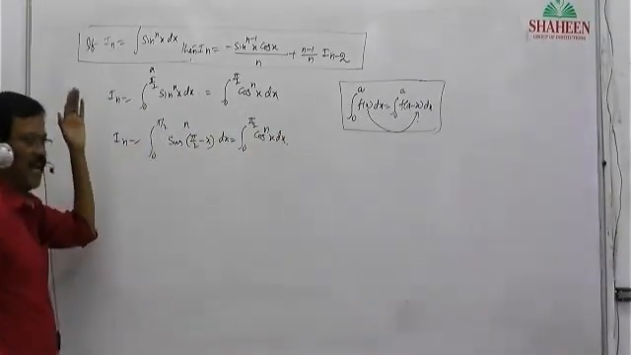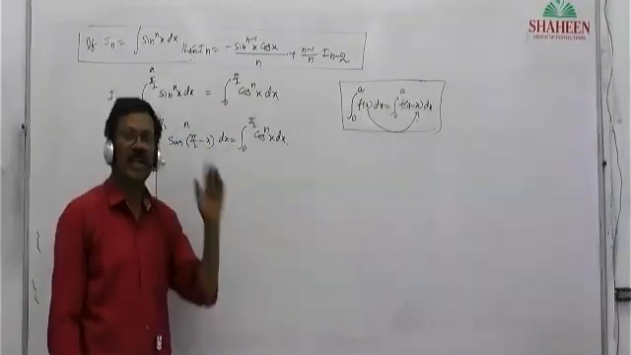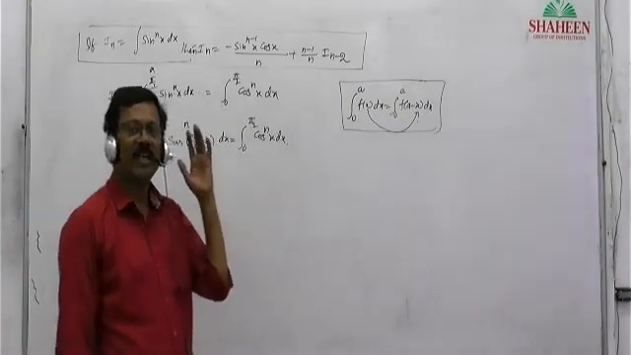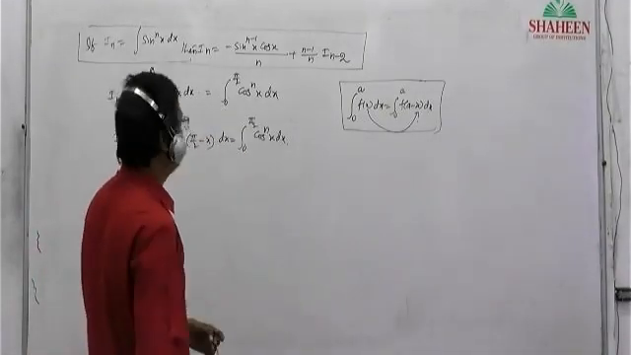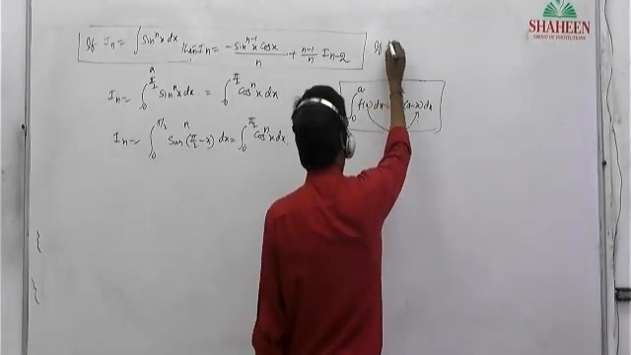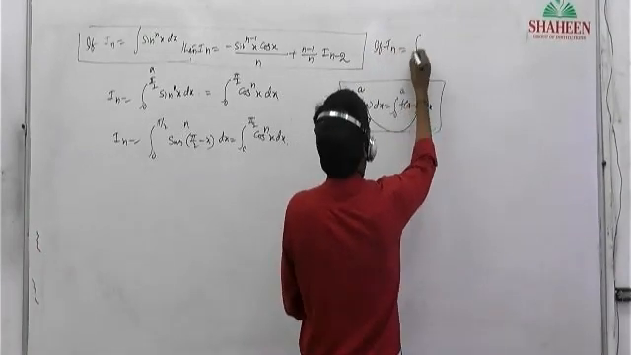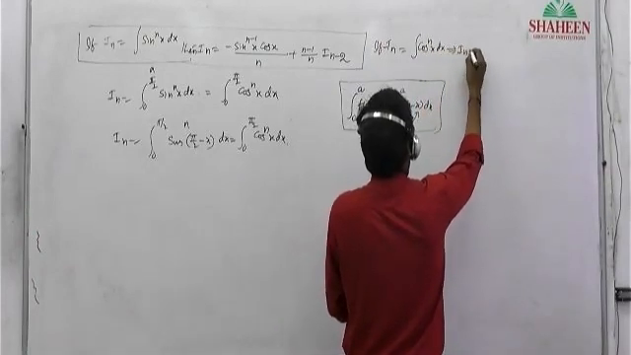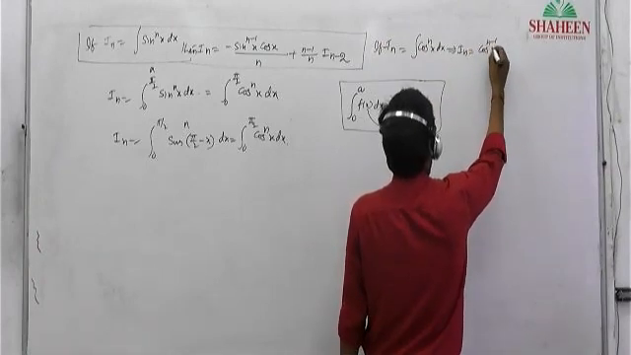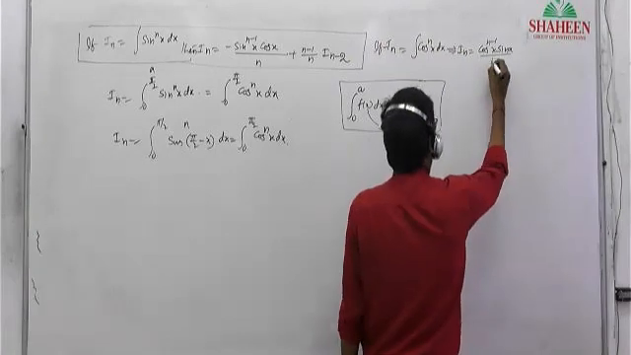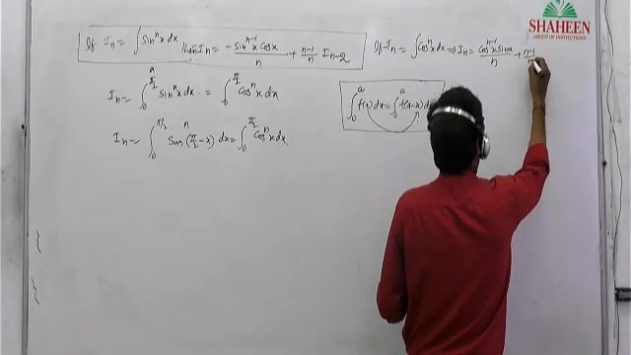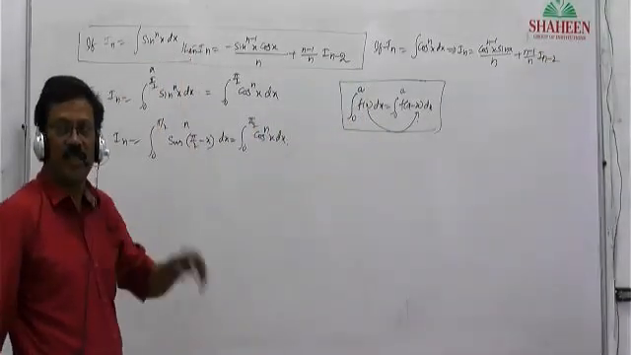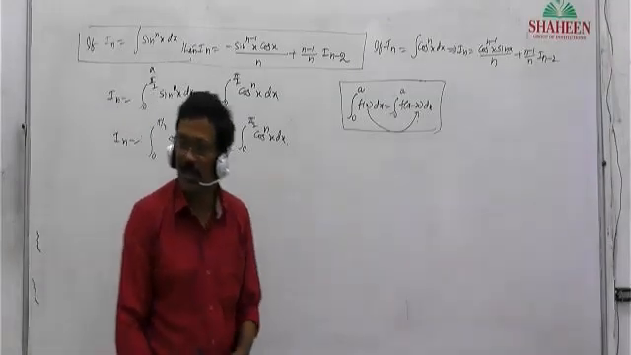See that sin^n reduction and cos^n reduction are both the same in the definite integrals, whereas in the indefinite integral they are not the same. In the indefinite integral, if In is equal to integral cos^n x dx, then this implies In is equal to cos^(n-1) x sin x by n, plus (n-1)/n into I(n-2). Now both are not the same in the indefinite integrals.